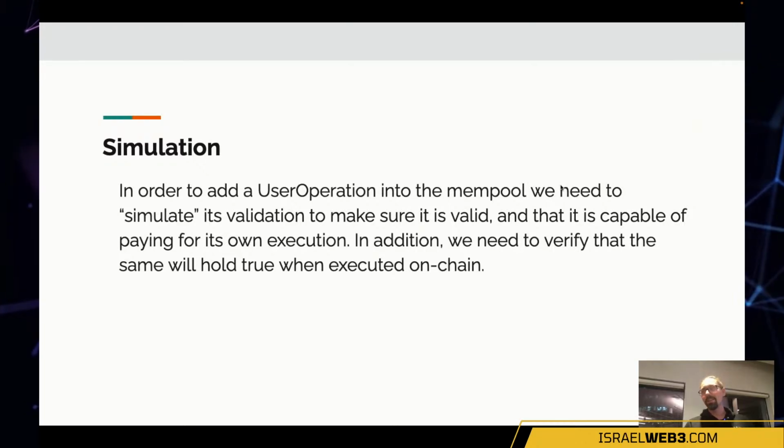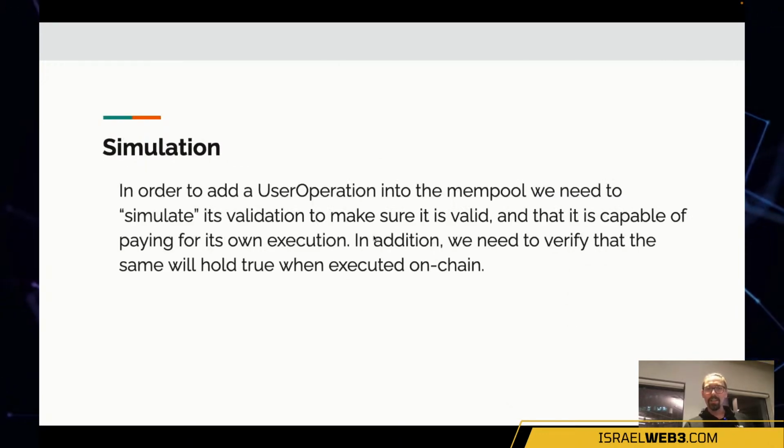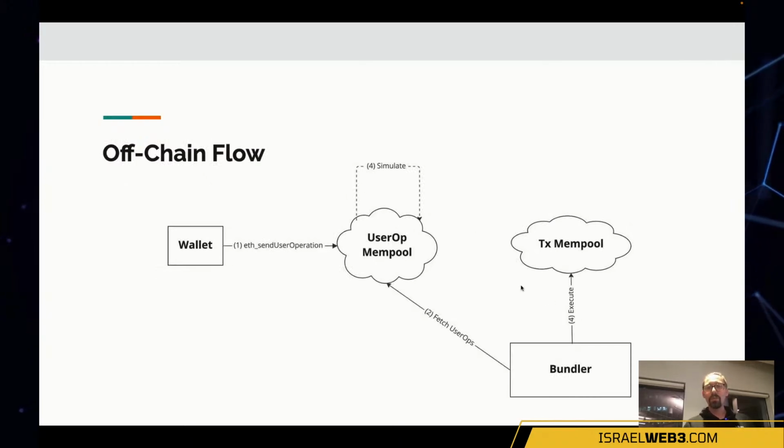The simulation is an interesting thing. There's some time between the simulation in the user mempool and when the bundler sends this to the blockchain. The simulation needs to check that the wallet or someone can pay for the gas. That's why it cannot use some methods, for example the block number and other things. So between the simulation and execution, we need to make sure that everything works in the same way.